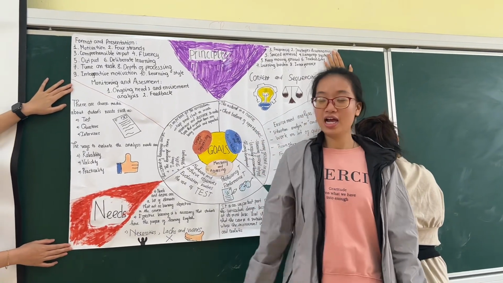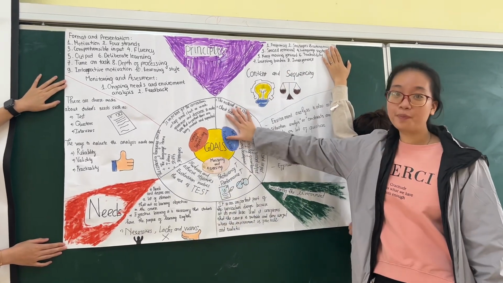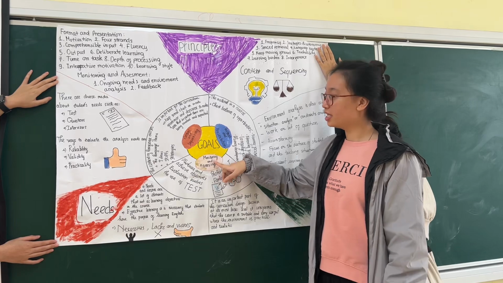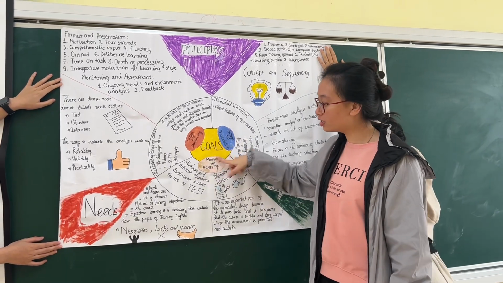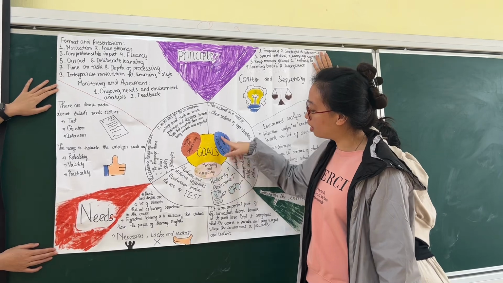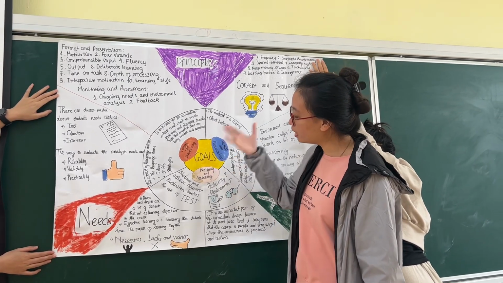6 members. And here's our poster design. In the middle of the poster is a goal. This is the yellow one. And there are 3 aspects that link with the goals.